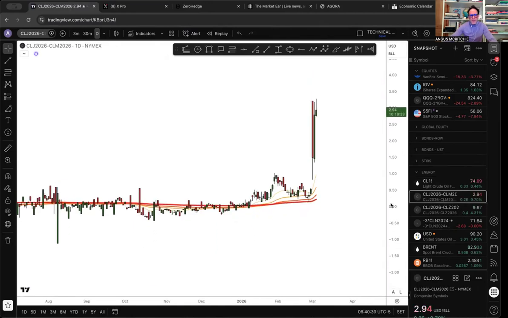So I've got April, which is the front contract, to June, so the 3-month calendar spread here, and you can see that that's still pretty elevated and is in a sort of backwardated state. So the front end is going up a lot.